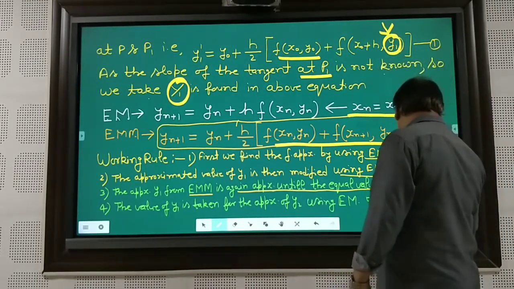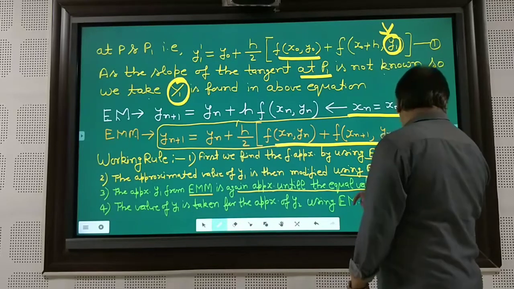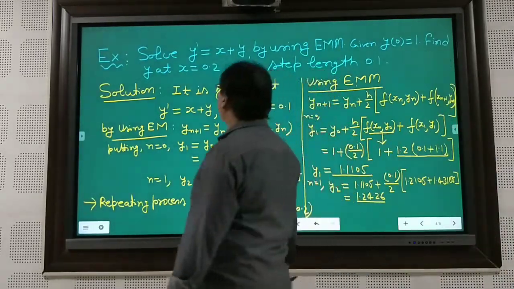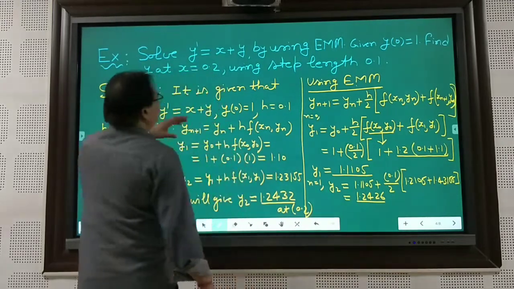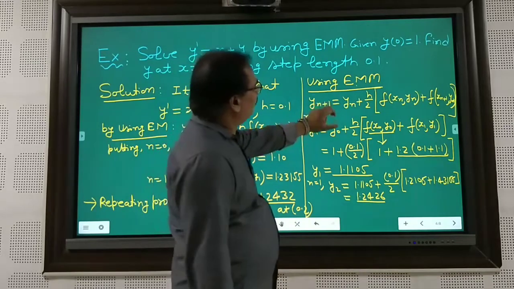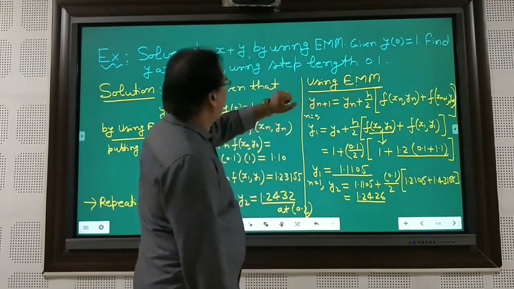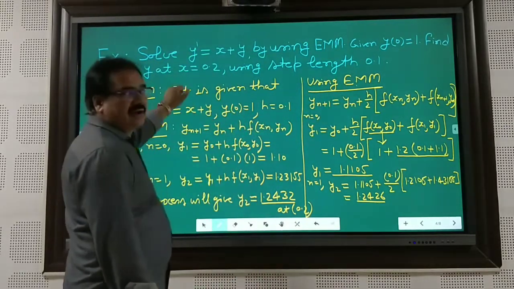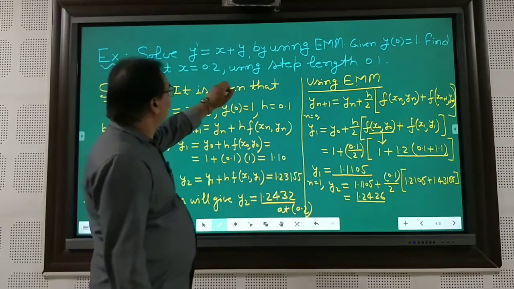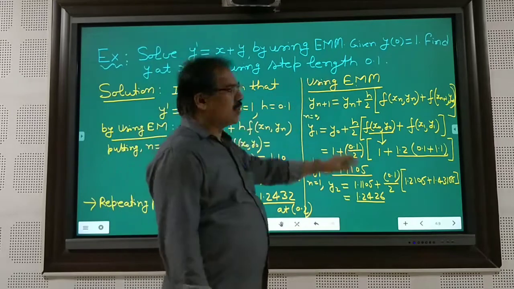Now let us look at the problem. Solve y dash is equal to x plus y using Euler's modified method, given that y0 is equal to 1. Then find y at x equal to 0.2 using step length 0.1.